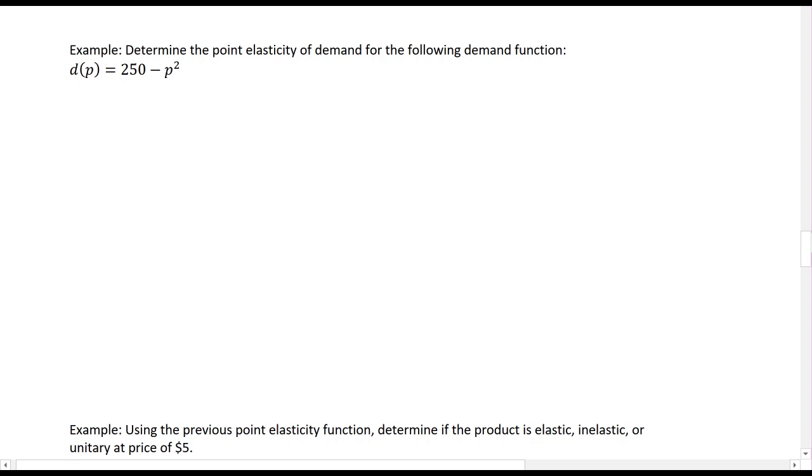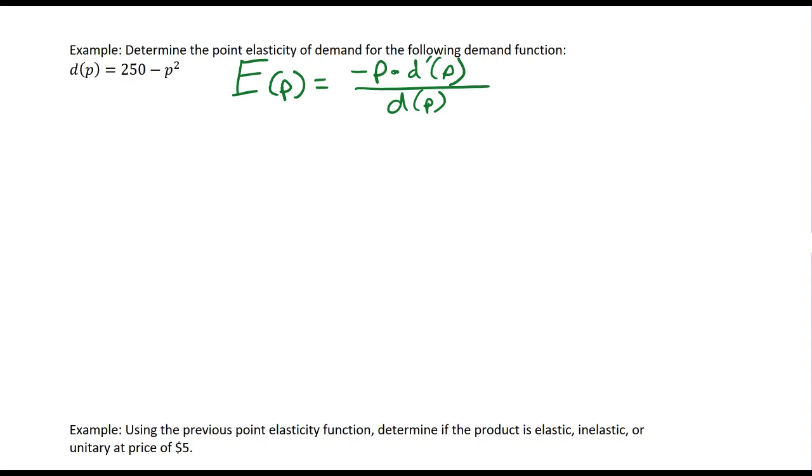So to recap, point elasticity, this is the notation we use. E of P is a negative P times the derivative of your demand over the original demand function. Well, for this one, we're ready to roll because they already give us the demand function. We don't have to solve for anything. So what I like to do is quickly calculate my derivative because I'm going to need that for my point elasticity formula. Well, D prime of P, don't let the extra letters fool you. The derivative of 250 is 0. The derivative of a negative P squared is a negative 2P.